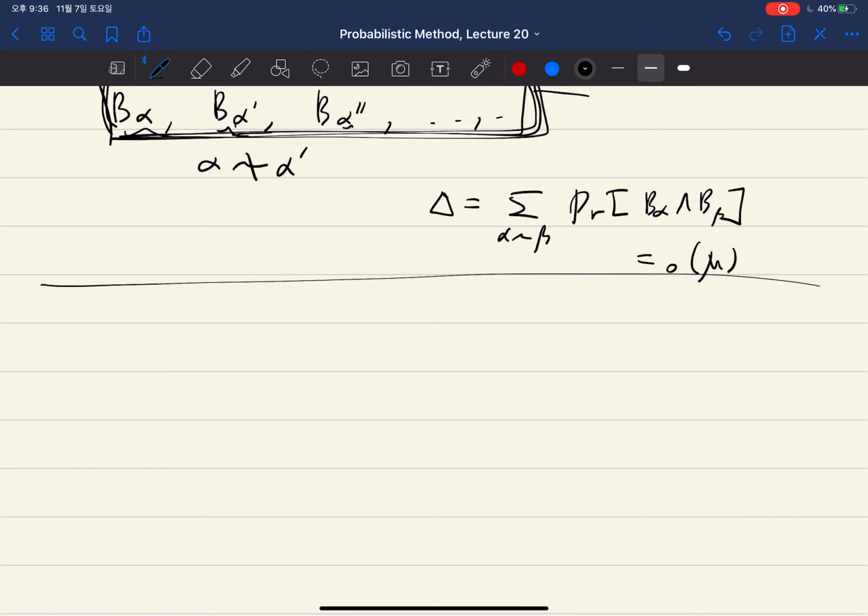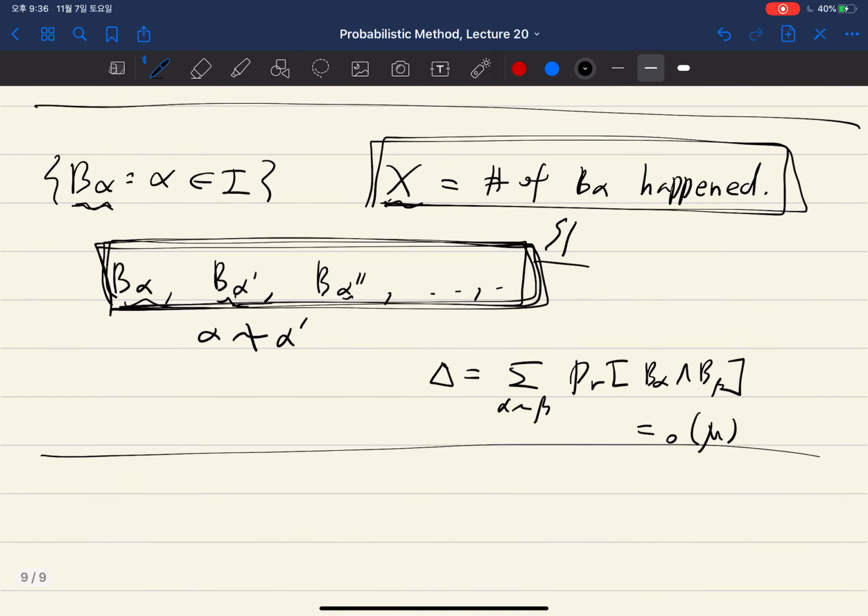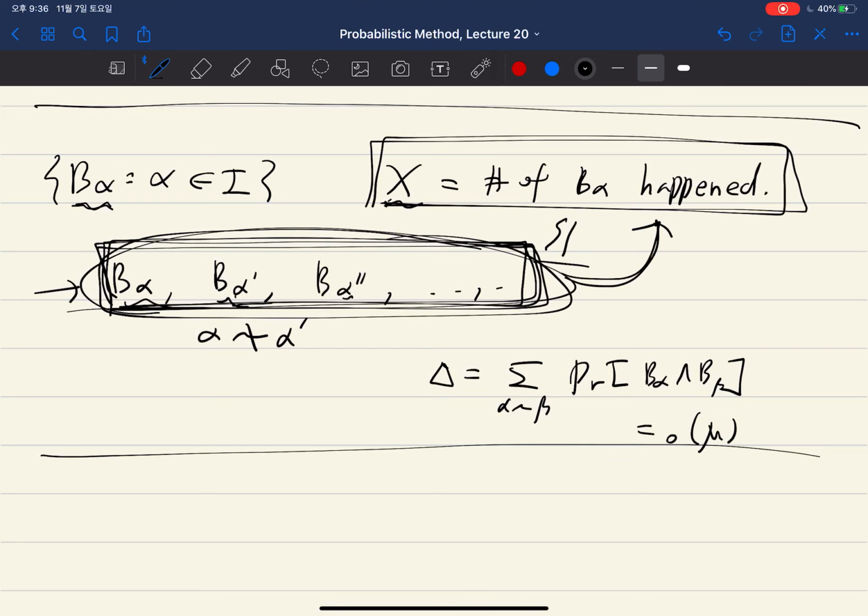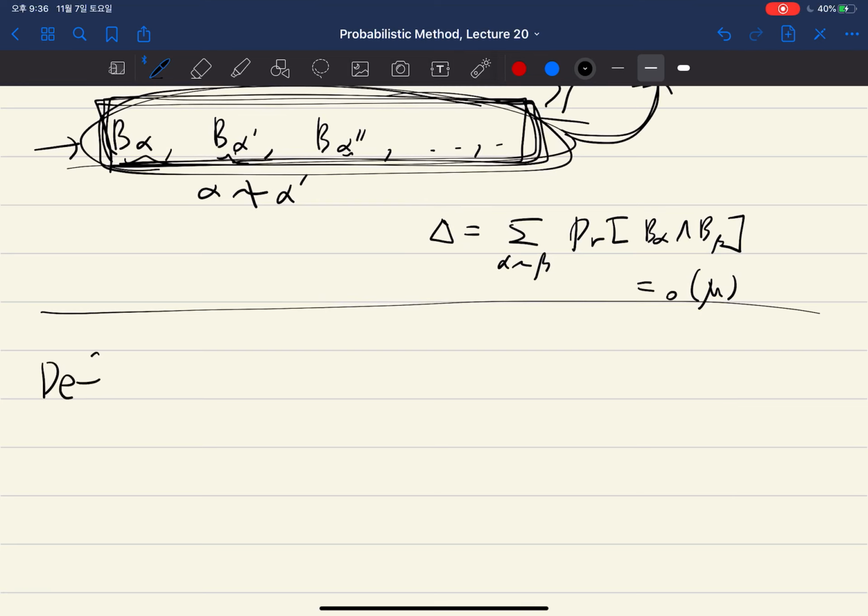So, based on this idea, we prove some lemma here, and then later we transfer, get some information about this, and based on that, make some conclusion here. That's what we want to do. For that, let's say we have the previous setup.